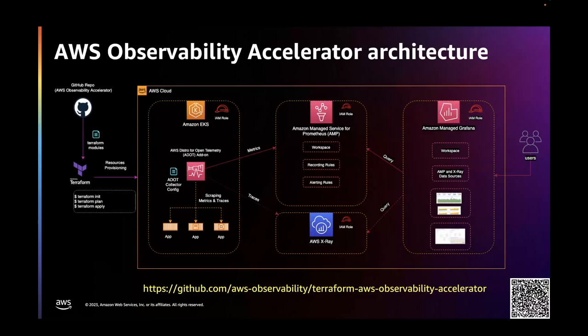At the bottom here is the GitHub repository where you can go and see all the code for the AWS Observability Accelerator. It's very easy to deploy. You can just clone the GitHub repository and run terraform apply, and all this infrastructure, all this architecture you see on the diagram here, we can provision for you. For example, if you don't have an EKS cluster, we can provision that for you as well. If you already have one, then you can install the agent on it.